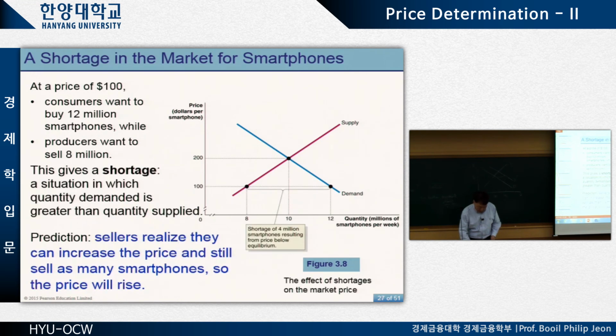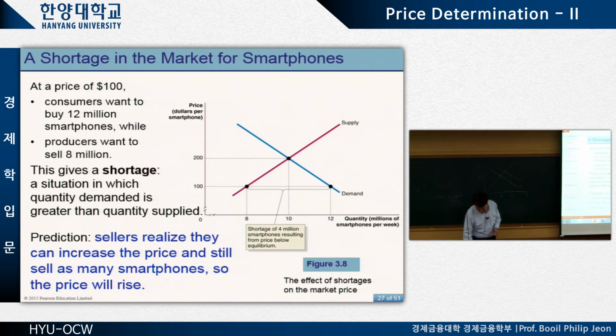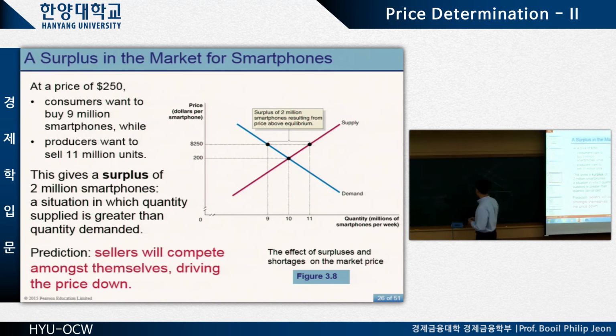In the opposite case, for some reason, the price was too low. Oh, we already talked about this. This is the case of shortage, and this case was the surplus. For some reason, price was set a little bit high.